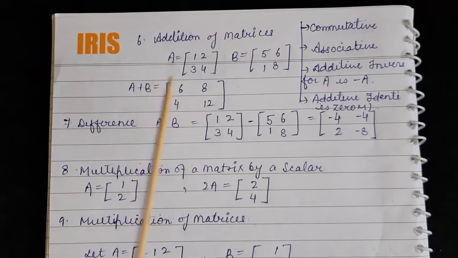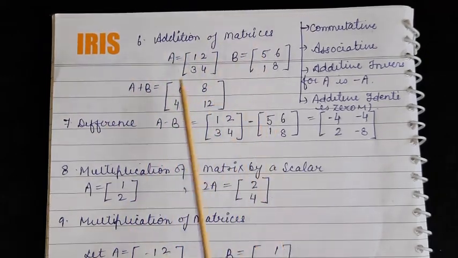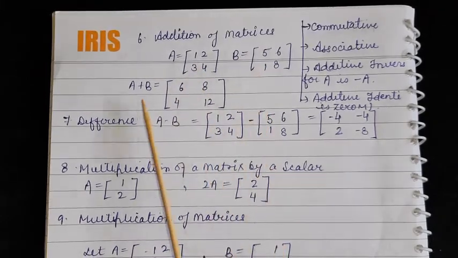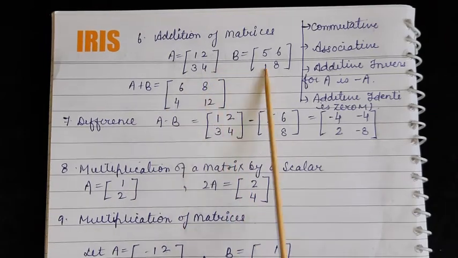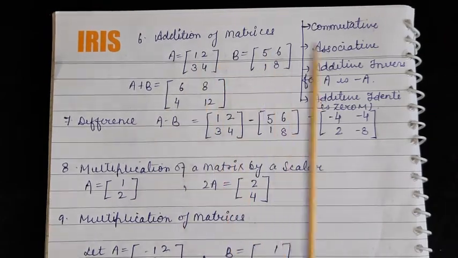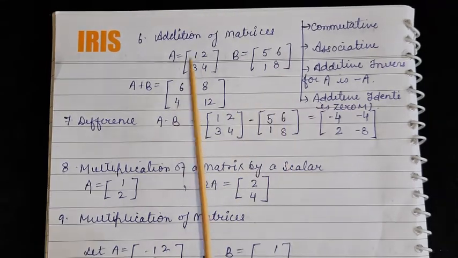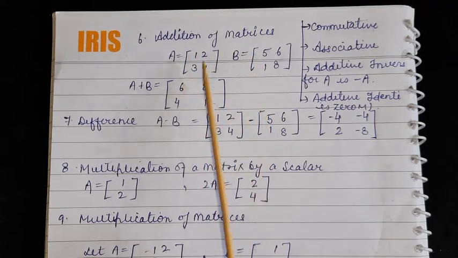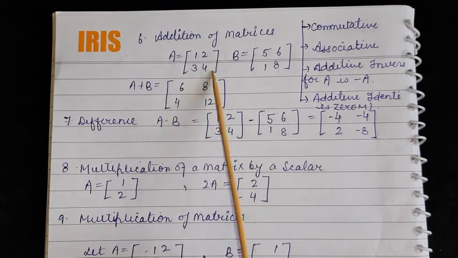Now let's see operations on matrices. The first one is addition of matrices. So given two matrices, matrix A and matrix B, if we want to add these two, then first condition is they should be of same order. If order of A is not same as order of B, we cannot add them, and we can add them by simply adding the corresponding elements. So 1 plus 5 is 6, 2 plus 6 is 8, 3 plus 1 is 4, and 4 plus 8 is 12.